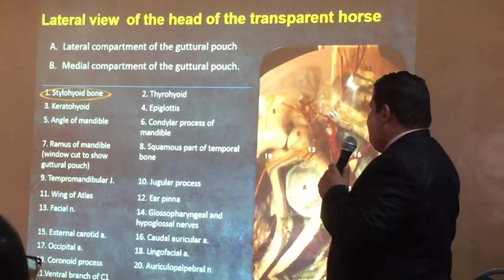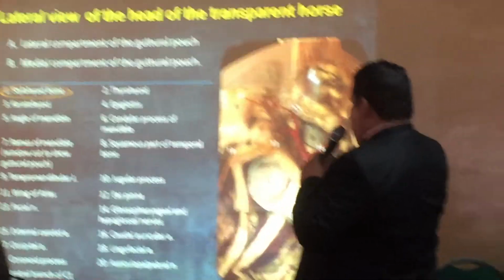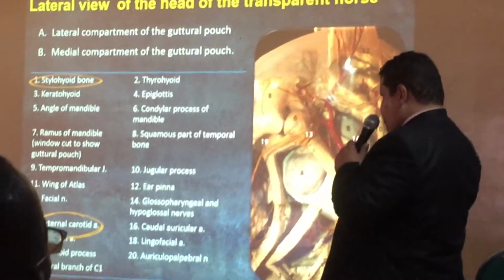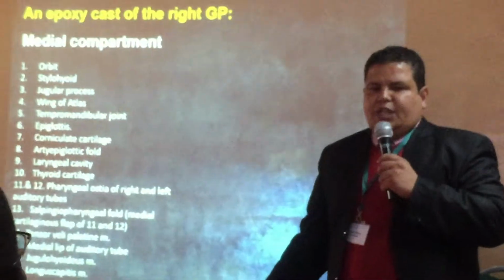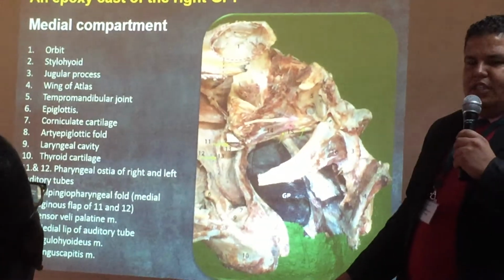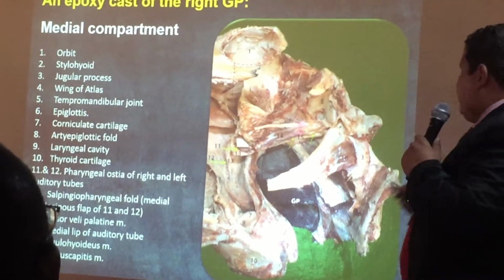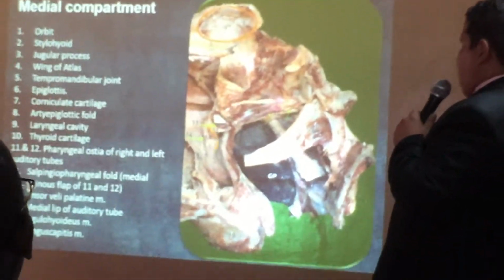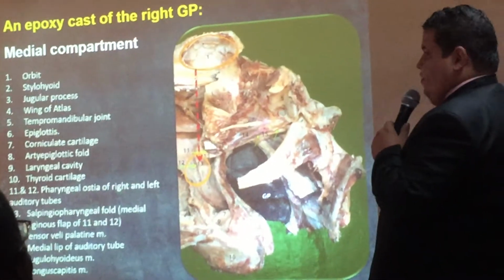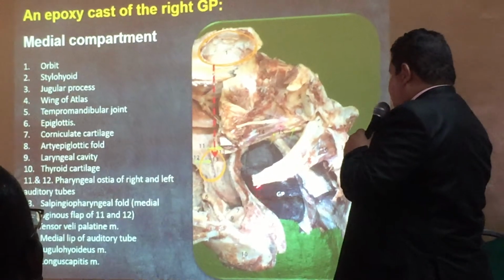This is the stylohyoid bone, which divides the guttural pouch into a lateral compartment and a medial compartment, with the external carotid artery and the hypoglossal nerve. And an epoxy cast of the right guttural pouch. This is the guttural pouch, lateral canthus of the eye, the cartilaginous flap opening of the guttural pouch, and this is the guttural pouch.